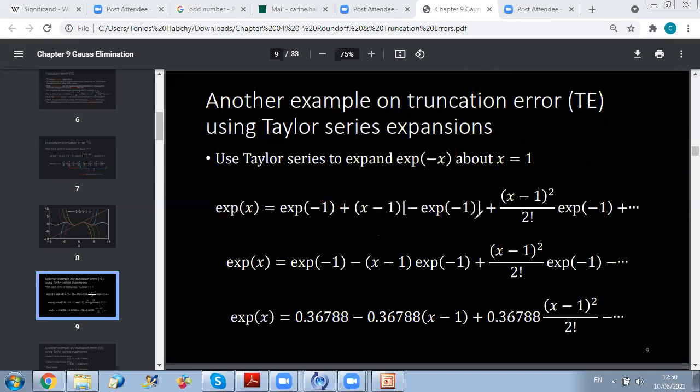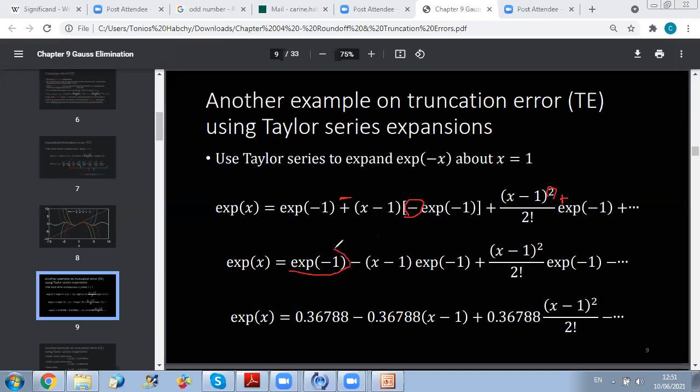Okay? So now, if I replace in my expression, I will get exponential minus 1 plus x minus 1 times minus exponential minus 1 plus. So here you will see that the sign will vary, because for odd orders the derivative is minus exponential minus 1, while for even orders the derivative is positive. This is why you will end up with a negative sign for odd exponents, and you will have a positive sign for even exponents. Okay, so as you can see here, you will have a repetitive pattern.